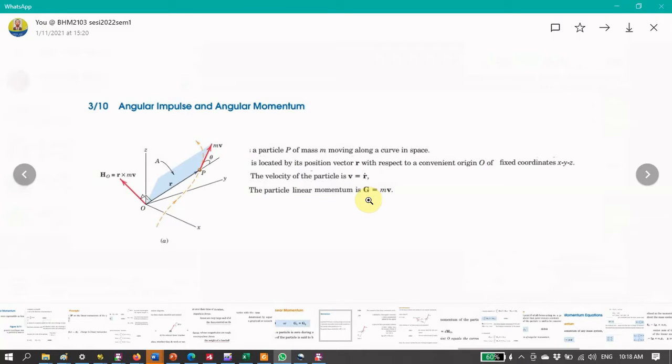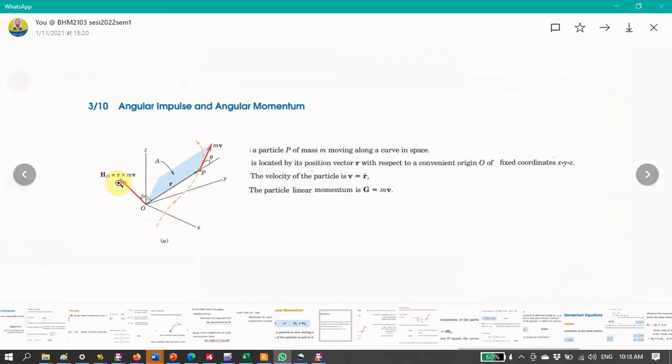We start with looking at the curvilinear motion of a particle in three-dimensional space, defined by the rectangular coordinate system. We are using the same symbols that we had before when we considered the linear impulse and linear momentum. Additional information that we can see here is the variable with the symbol H naught, right? So that is called angular momentum.